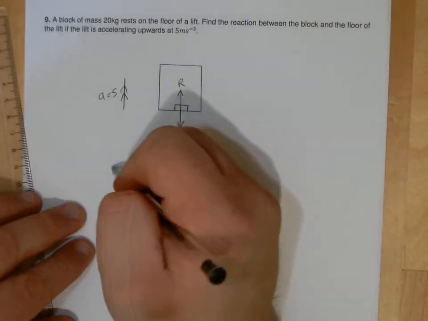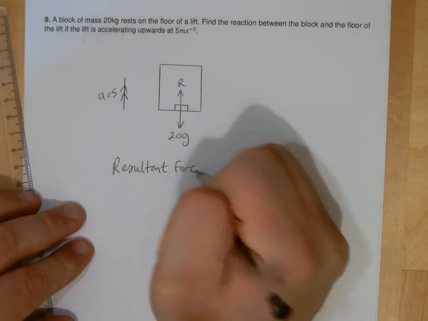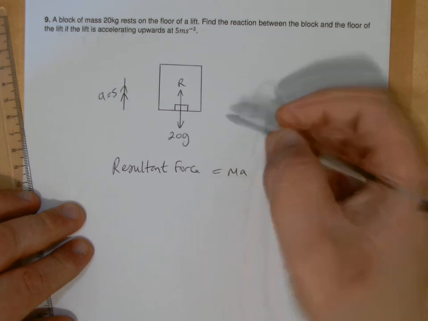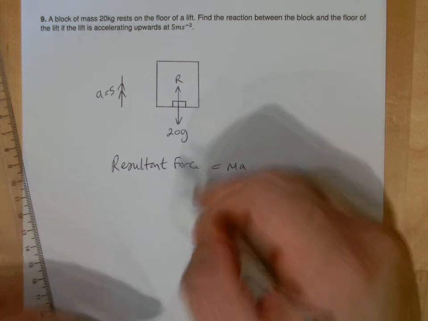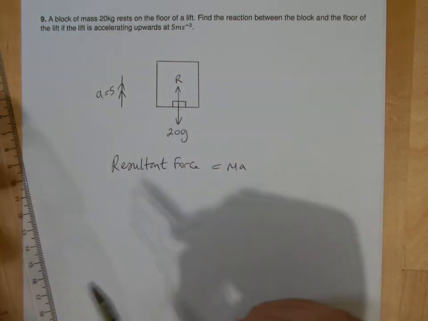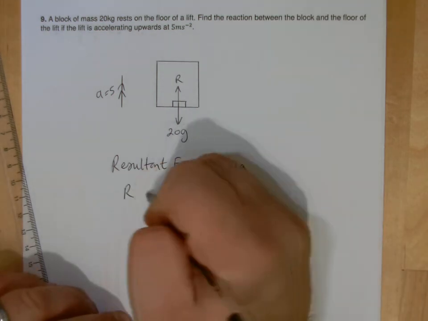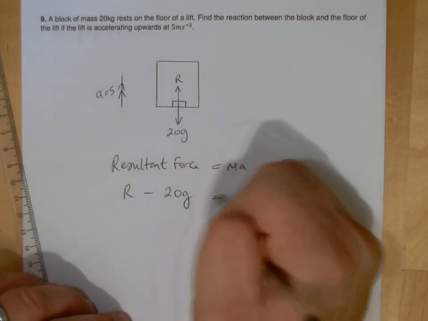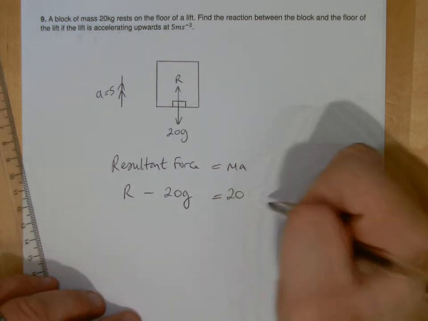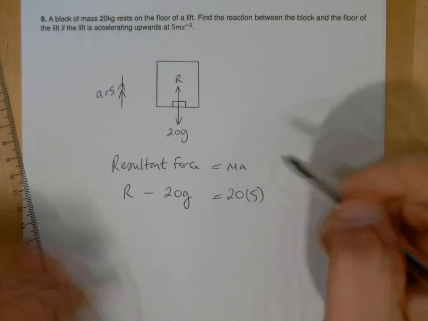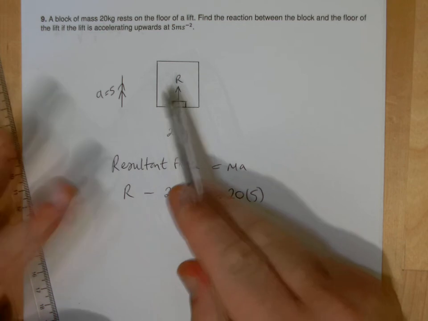So if I apply Newton's second law, I can say the resultant force is equal to mass times acceleration. Because it's going upwards, this R has got to be greater. It's got to be, right? Because if you think of the block, it's accelerating upwards, isn't it? It is increasing speed on its way up. So R has got to be greater than 20g. And applying Newton's second law will be the mass, which is 20, times the acceleration, which is 5. Notice, I'm just concerned about the block, as I mentioned earlier, and don't care about the lift, right?